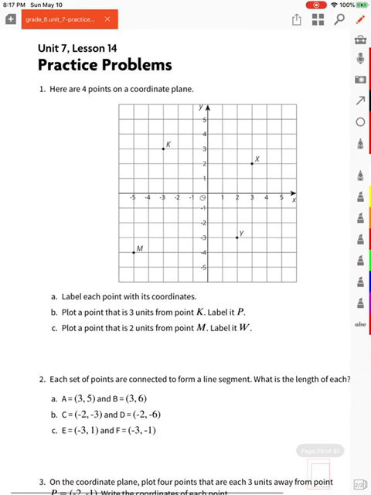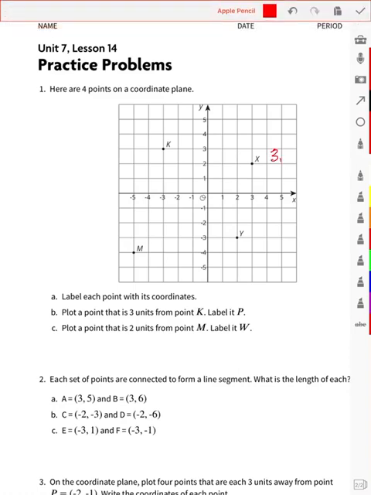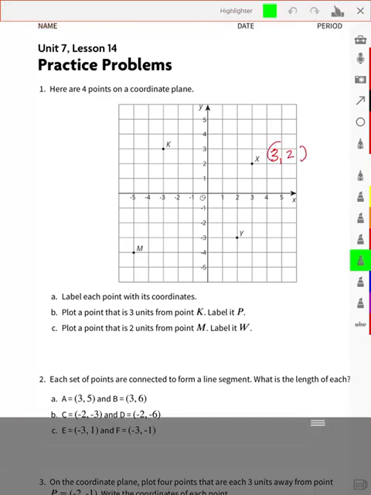Number 1 says, here are 4 points on a coordinate plane. Label each point with its coordinates. So let's start at 0, and we go 1, 2, 3, and up 2. So x is (3, 2). Y is (2, -3).